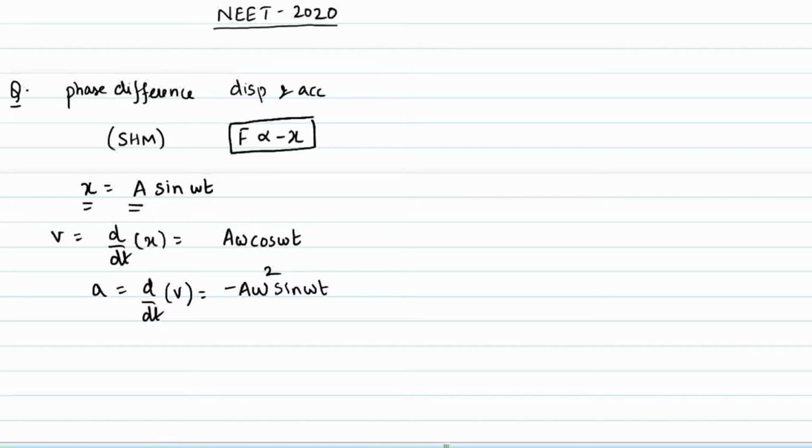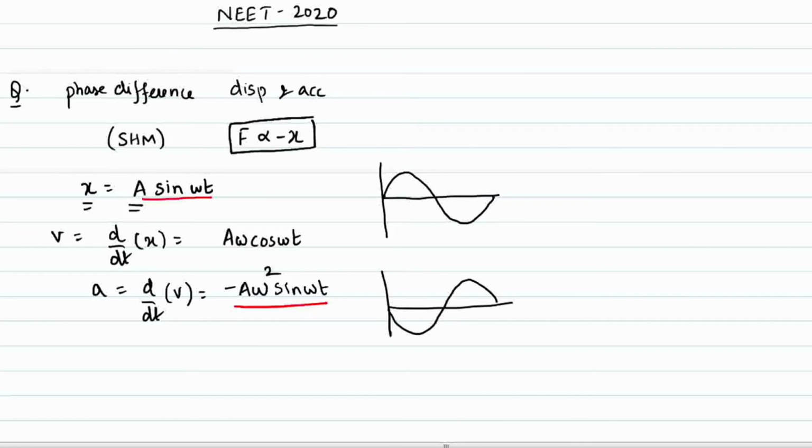Now if you look at the equations, x is a sin omega t. Acceleration is minus a omega square sin omega t. You can say simply that there is no phase difference, but actually due to this minus sign, there is a phase difference. So let me just draw the curves. This is a plus sine curve. So a sin omega t. It starts from 0. And this is going to be the minus sine curve. So by seeing these two curves, we can tell that this is not in phase. They both are out of phase.